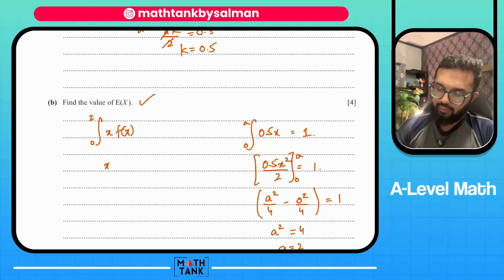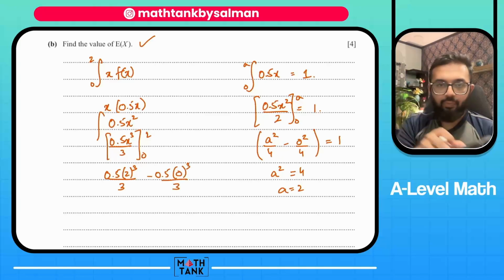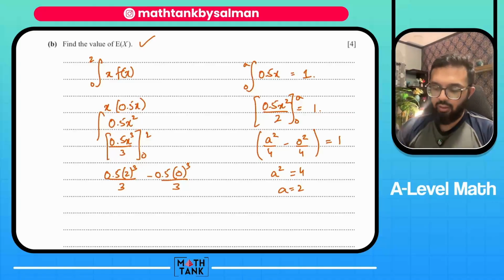So 0 to 2 of x f of x. So x times 0.5x, 0.5x squared, integrated gives 0.5x cubed over 3, from 0 to 2. 0.5 times 2 cubed over 3, minus 0.5 times 0 cubed. I hope I'm getting the correct answer. A is 2, so 0.5 times 8 over 3. 4 over 3.